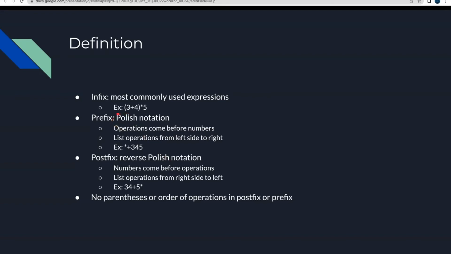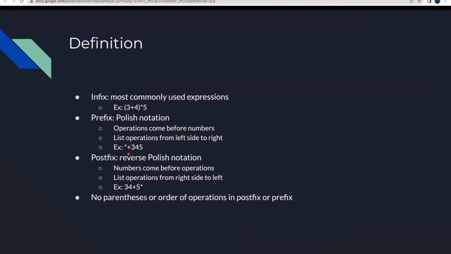So for example, if you had this expression you see here, 3 + 4 × 5, in prefix or Polish notation, the operations will come before the numbers and the operations will be listed from left to right. So, for example, you would convert this to this, and we'll learn about why or how that happens later. But we're just going over notation for now.